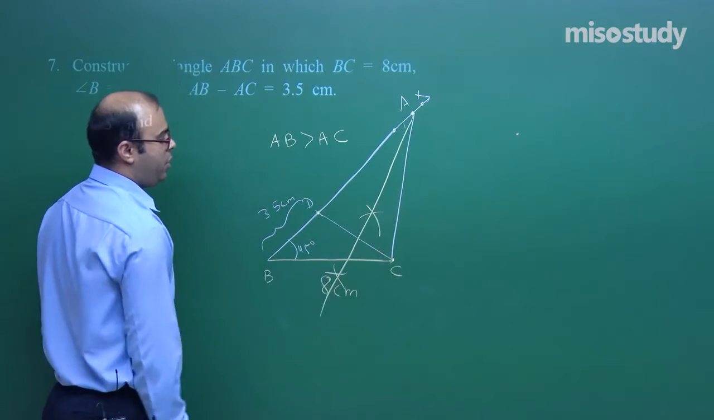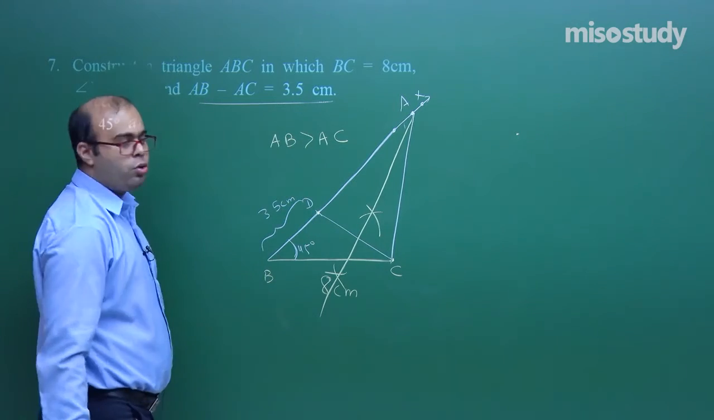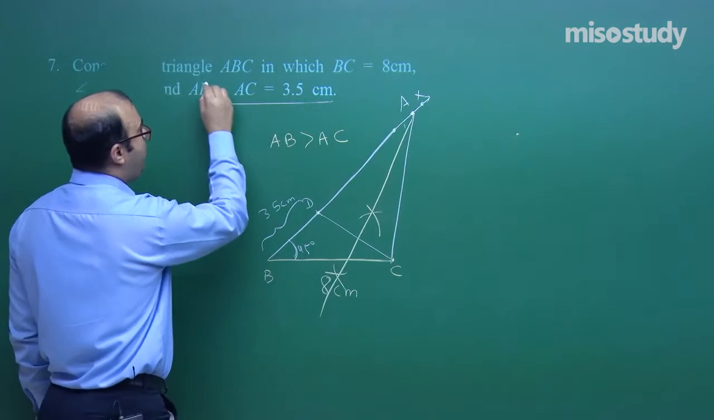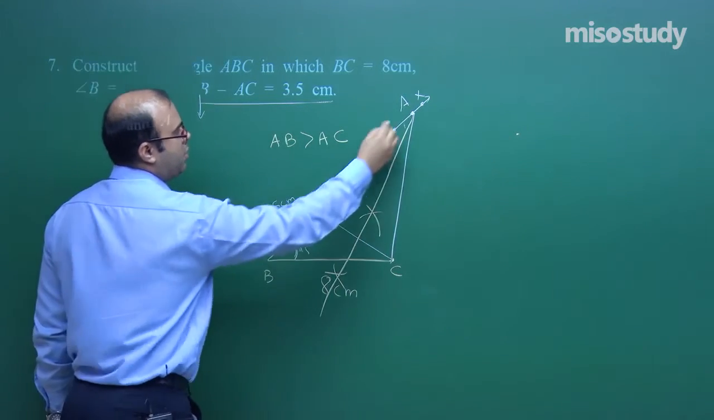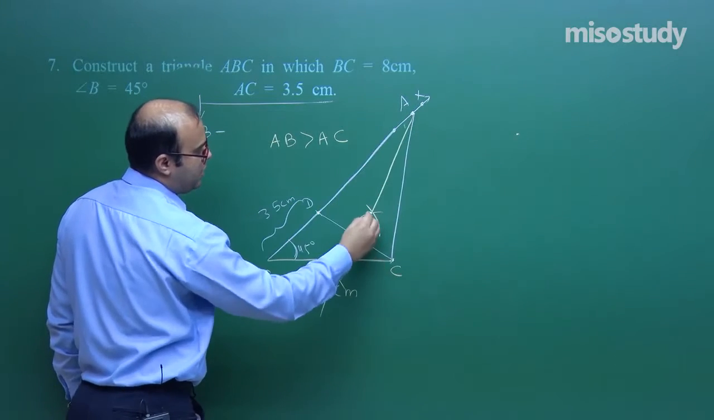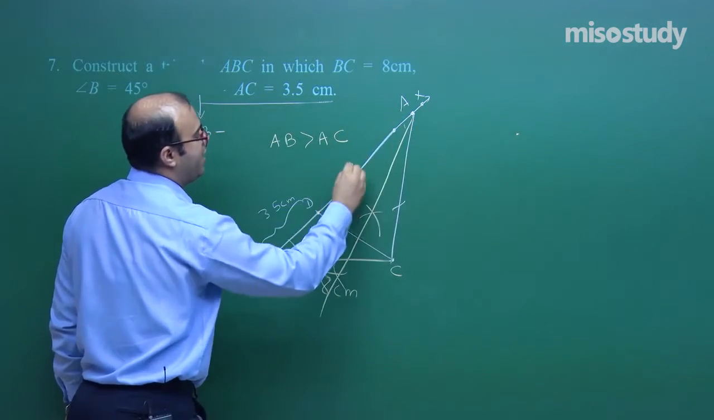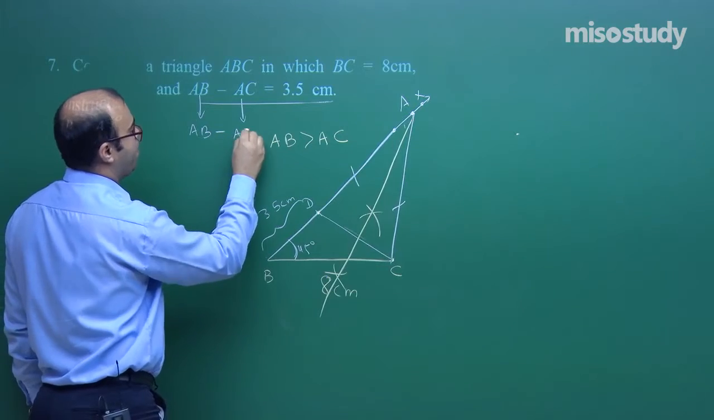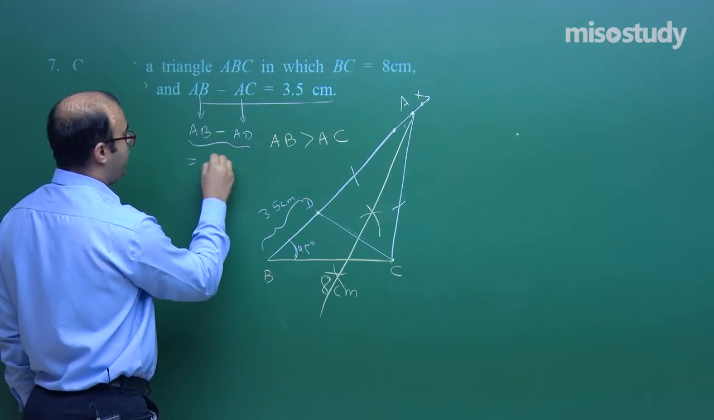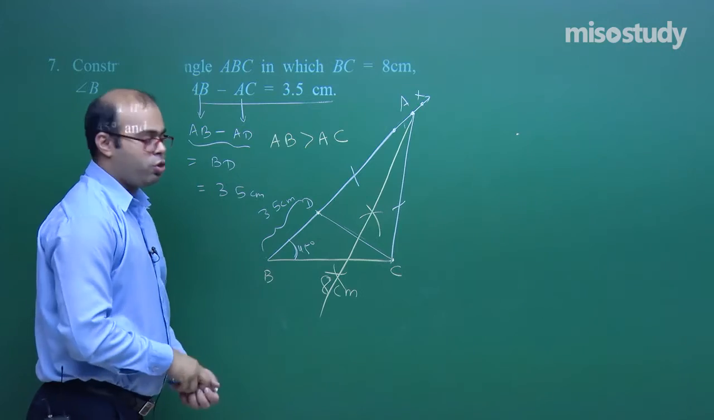BC is already 8 centimeter. This angle B is already 45 degree. What else is there? AB minus AC is equal to 3.5 centimeter. So, this is AB, this is AC. What will be AB minus AC? Since it is a perpendicular bisector of DC, we know that AC is equal to AD. So, we can say AC is equal to AD. Now, AB minus AD is nothing but BD. So, this part is BD, which we already took 3.5 centimeter by construction. So, this last condition is also satisfied here.